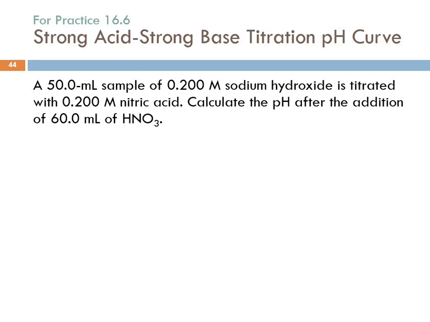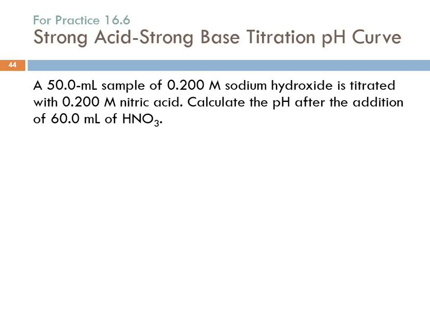Okay, so we'll do this one example, and then we'll call it a night. A 50 milliliter sample of 0.2 molar sodium hydroxide is titrated with 0.2 molar nitric acid. Calculate the pH after the addition of 60 milliliters of nitric acid. No, this isn't so bad. This is the sort of problem that you would normally be asked, not calculate the whole stinking pH curve, but just do one point on it.